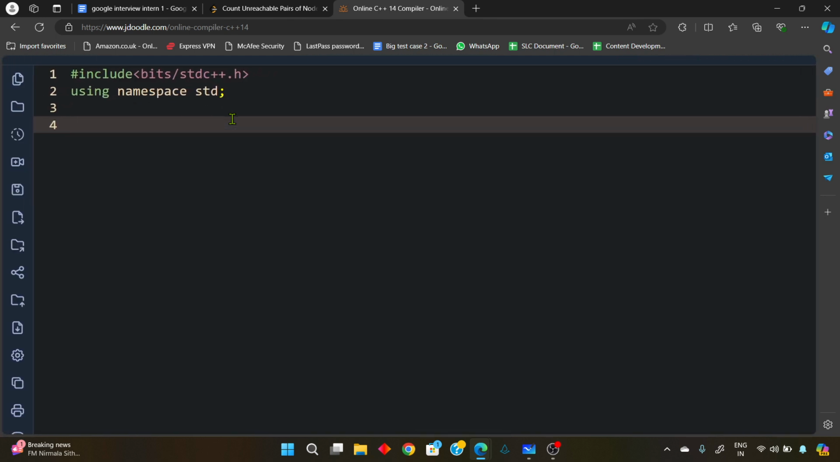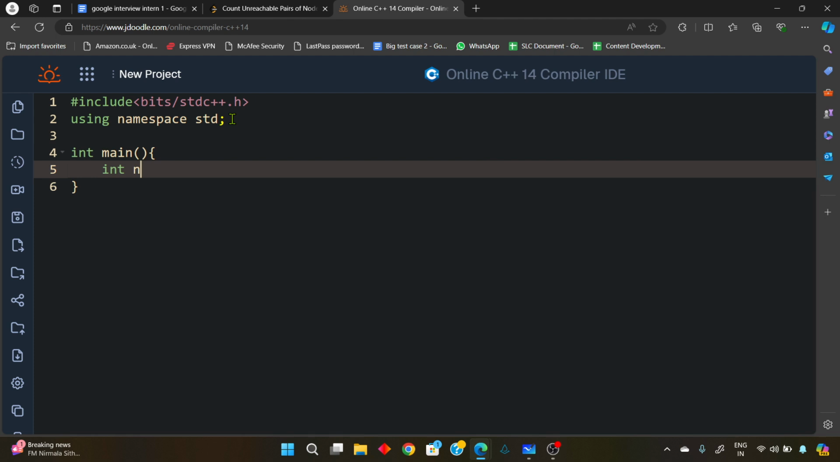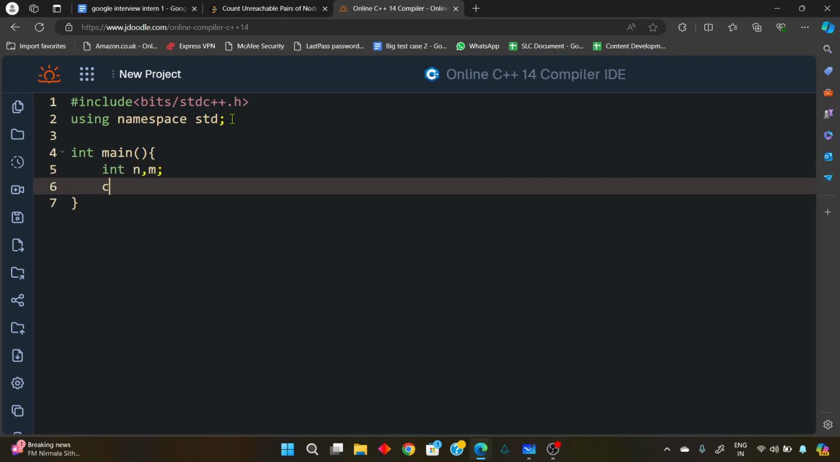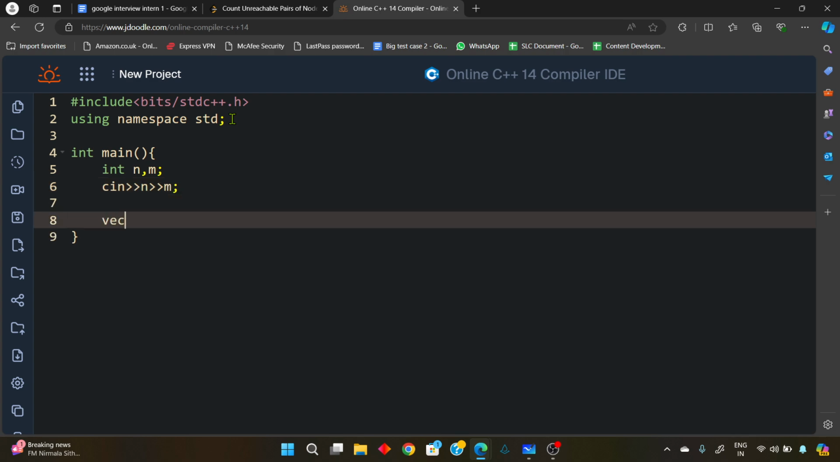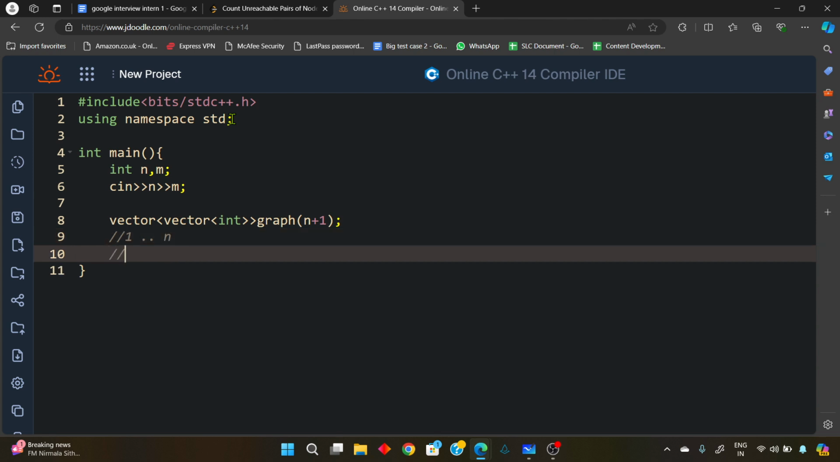So I just included header files. We are going to have a main function. What else? We are going to have how many people there are and how many connections there are. Then we are going to create a graph of size n plus 1. Why n plus 1? Because here I want every person to be represented by an index from 1 to n, so I need to create an array of size n plus 1.